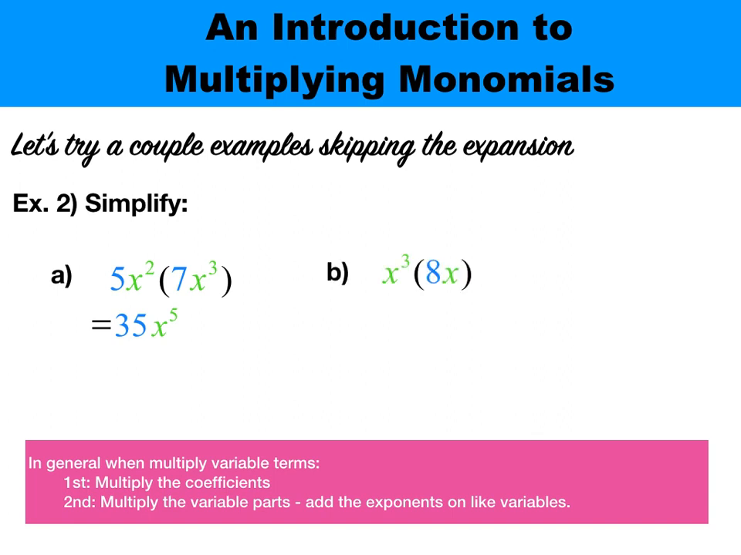Let's try one more. In this case, I don't actually have a coefficient that I can see on the first term. Remember, there's always an implied coefficient of 1. So 1 times 8 gives me 8. And then x cubed times x to the power of, again, there's an implied power of 1. There's an implied exponent of 1. So we get x to the power of 4.